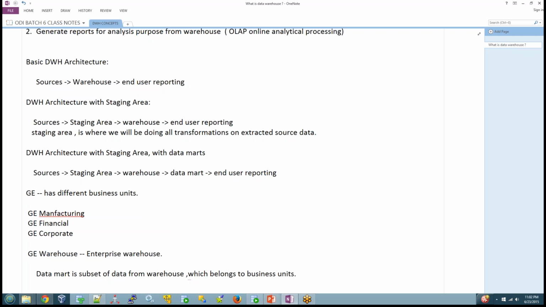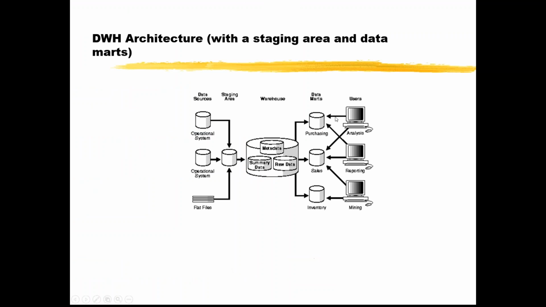So people from manufacturing generate reports from the manufacturing data mart, and people from the financial unit generate reports from the financial data mart. This is the way. Analysis users can also see the data from two units, depending on the requirement. Everybody is clear? So today I'm stopping here. Tomorrow we'll continue with the rest of the architecture, before going into how to implement ETL and everything.